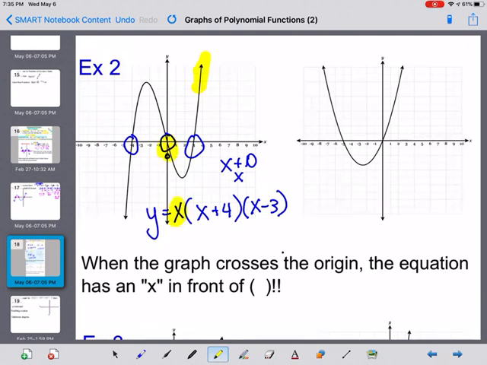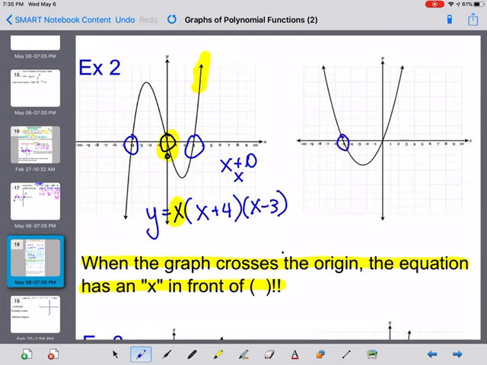So the important thing to notice is that this x in front matches with the root of 0 right there. So you want to write down, when you write that example, when the graph crosses the origin, the equation has an x in front of the parentheses. Okay, and you can just do one example and write that underneath it.